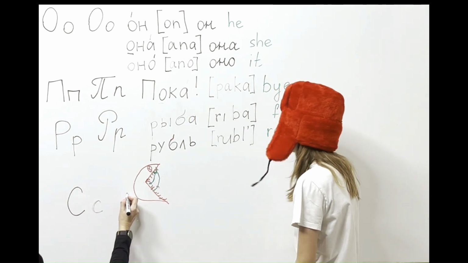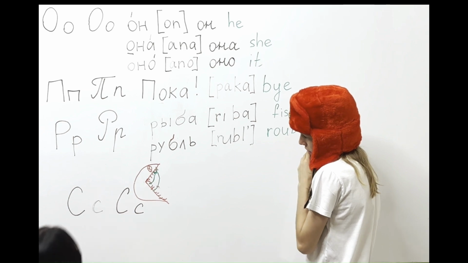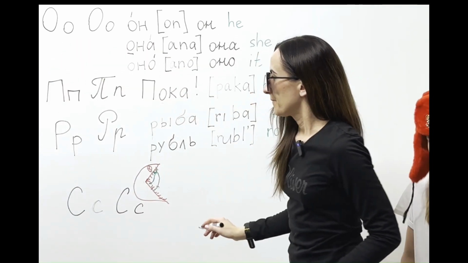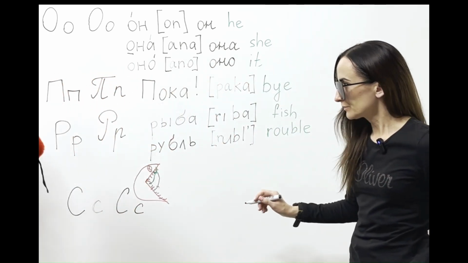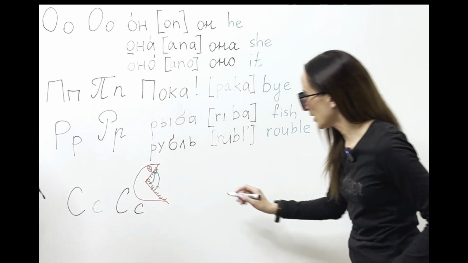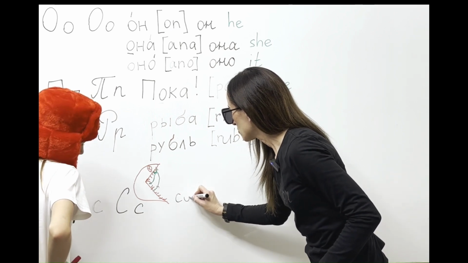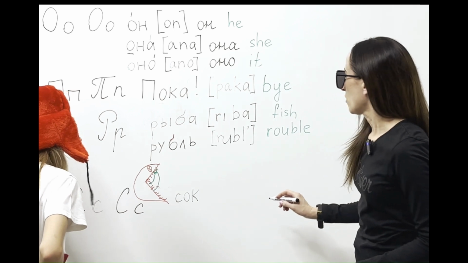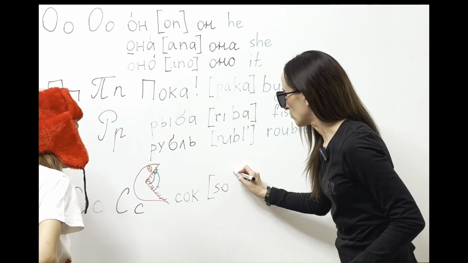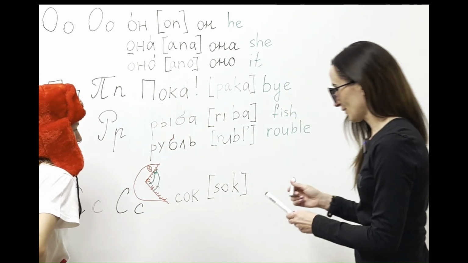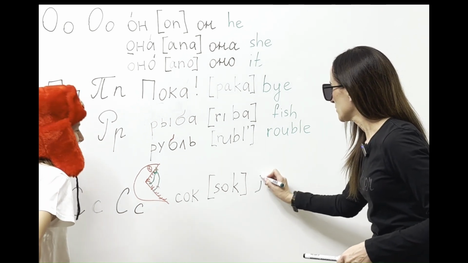So S and the cursive letter is very similar. We need a word starting with S. What can it be? Собака. That's a long one. Okay. Sok. Yeah, maybe sock. Sok is a juice. Sock is juice. Sopli. Okay. Soda. That's enough. Thank you. Sock. Juice.